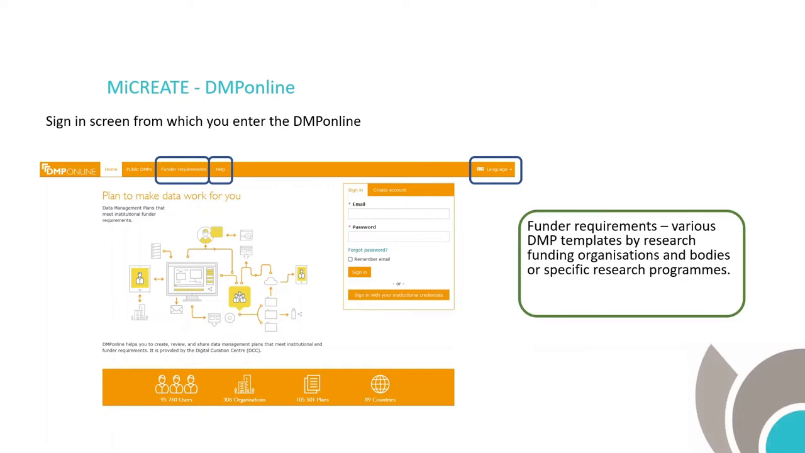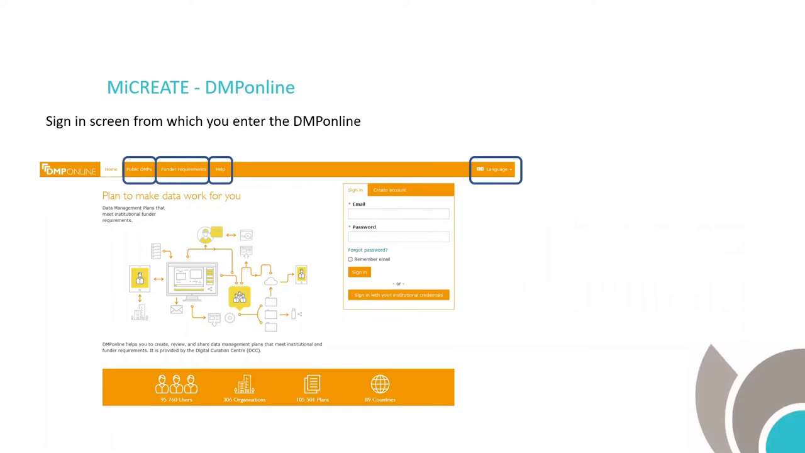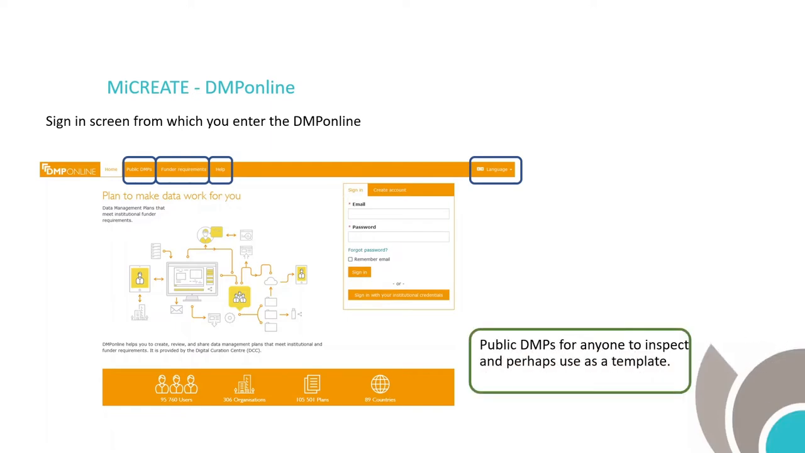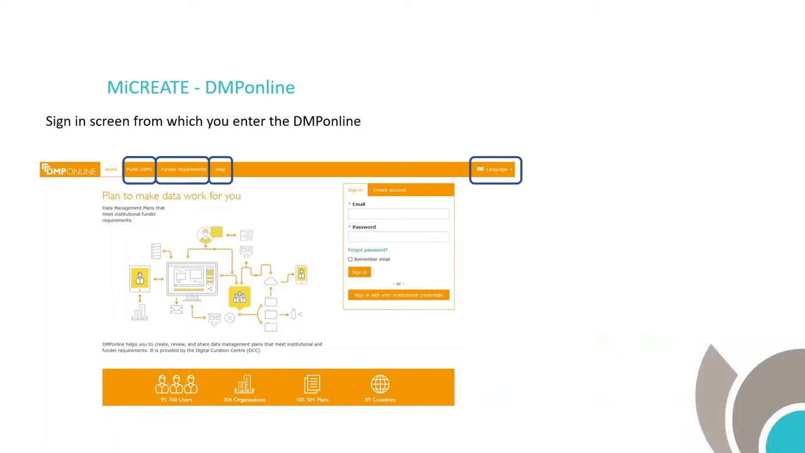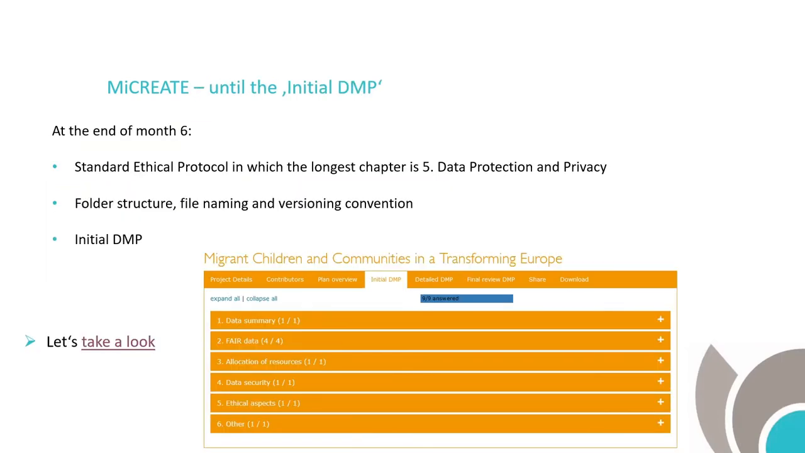Funder requirements, this is very important. It contains various data management plan templates by research funding organizations or programs, so you can just pick, okay, I work within the Horizon 2020 program, I go to the Horizon 2020 template, and there you have it with all the questions and all the issues that you have to tackle. Something that might be of great interest, especially for people who start working with data management plans, there is a wide variety of public data management plans for anyone to inspect, use, perhaps use as a template, creating your own, and we will try and check some of the public DMPs later on to see how it works. And of course, to be able to work within it, you have to create an account to enter.